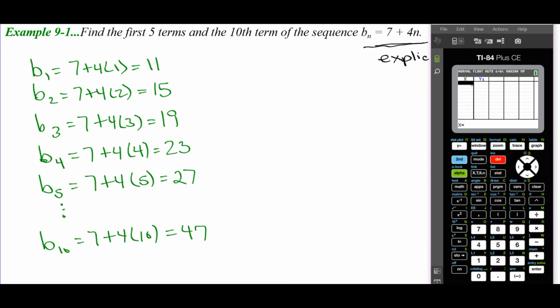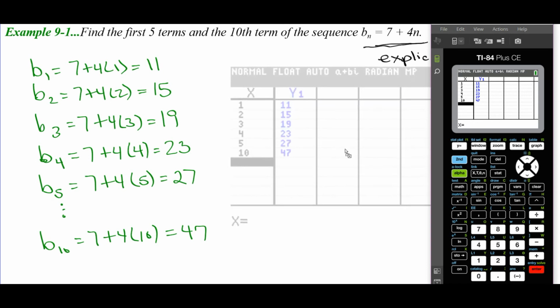So what we can do here is we can enter in any position that we want, and we can find the term for that. So I want the first term. So my first term is 11. I want the second term. And then remember, we wanted the 10th term, so I can just put in 10. And then I've got my terms there.